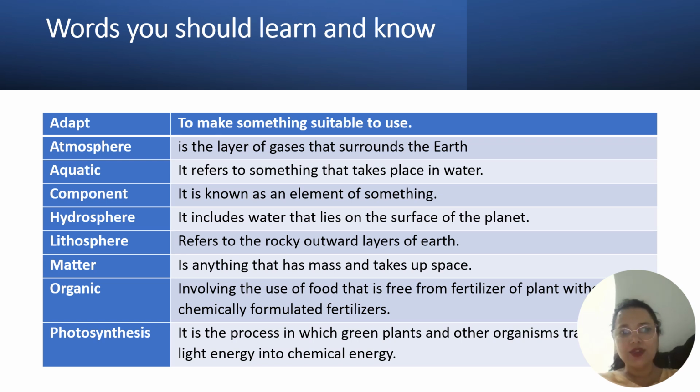The hydrosphere has to do with all the water on the earth. The lithosphere is the rocky outward layer of the earth. Matter is something that takes up space, and organic foods that are free from fertilizer. And photosynthesis is the process of making food using the sun's energy, which is turned into light energy and thus into chemical energy.